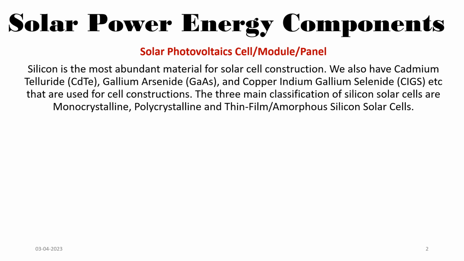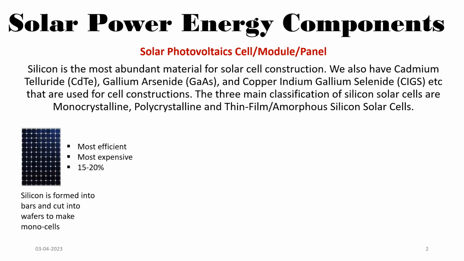Then we have some half-cut solar cells, but the major three classifications of solar cell are the monocrystalline, some people for short call it mono, the polycrystalline, the thin film, and then the amorphous silicon solar cell. And all these types are based on their construction and the materials they are made of.